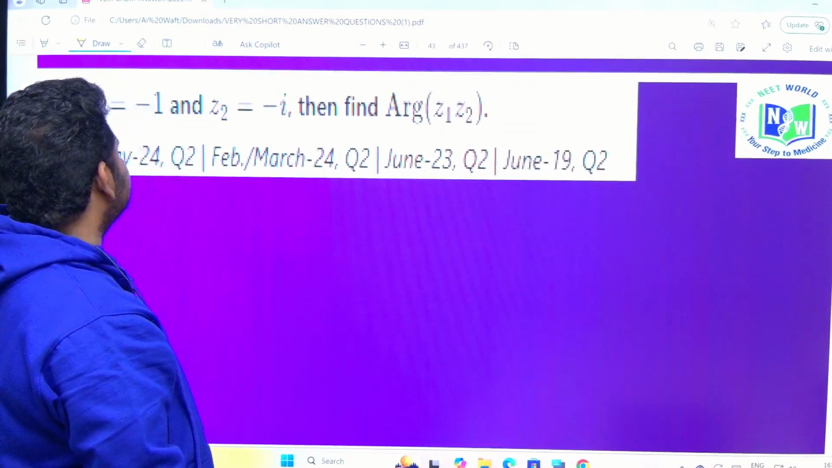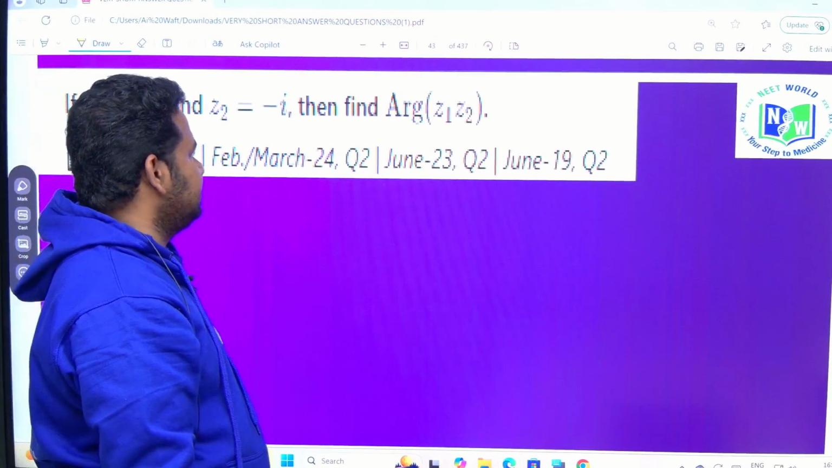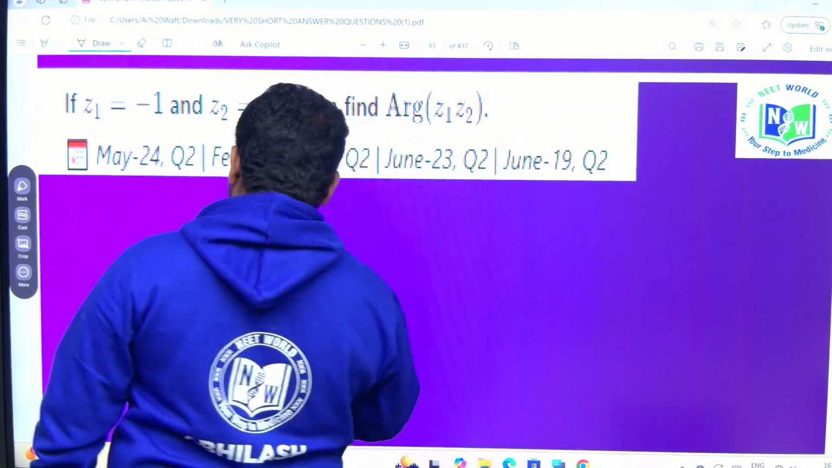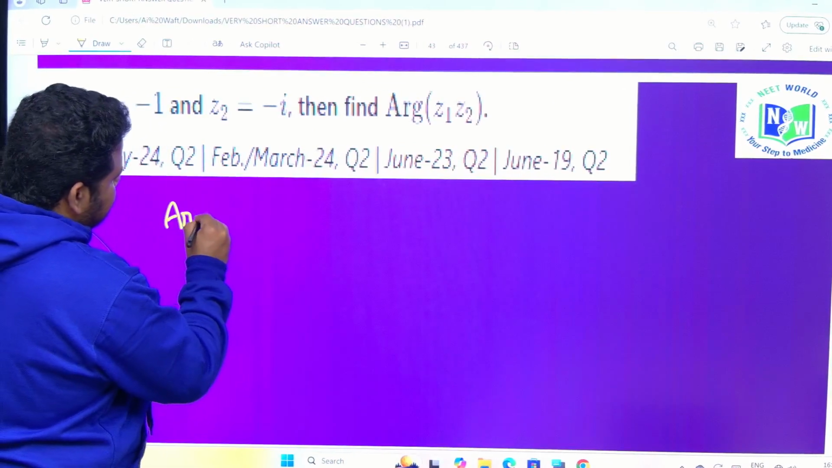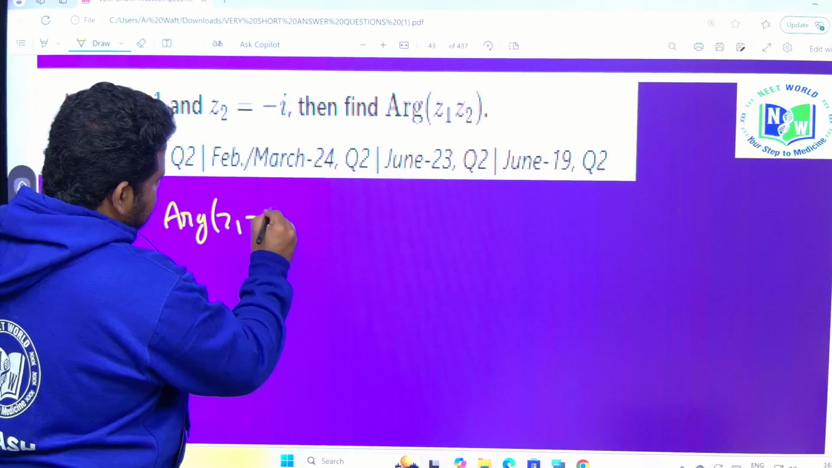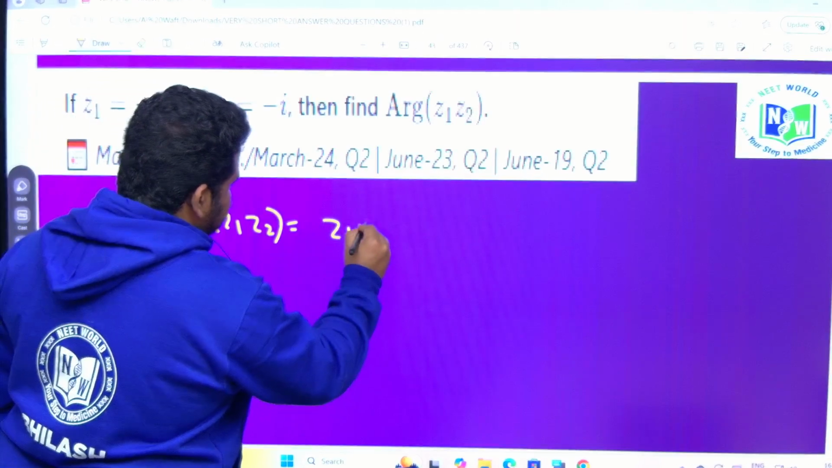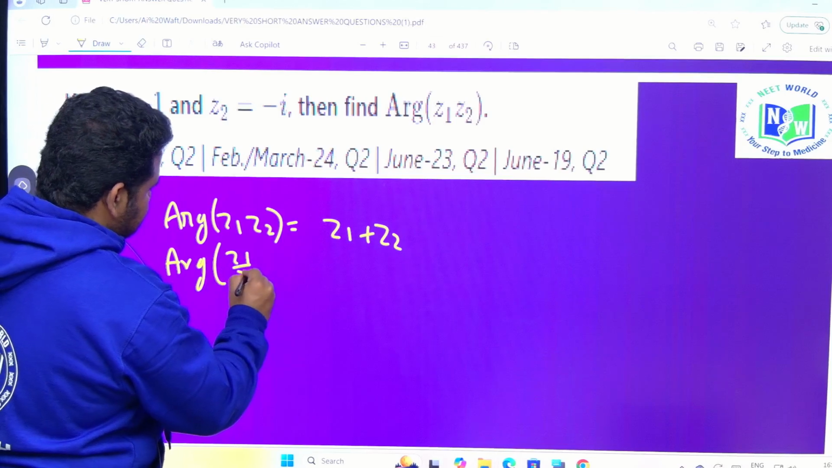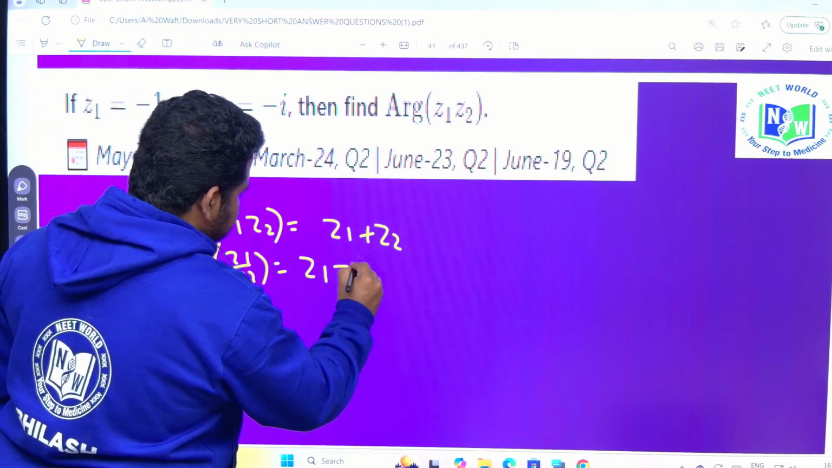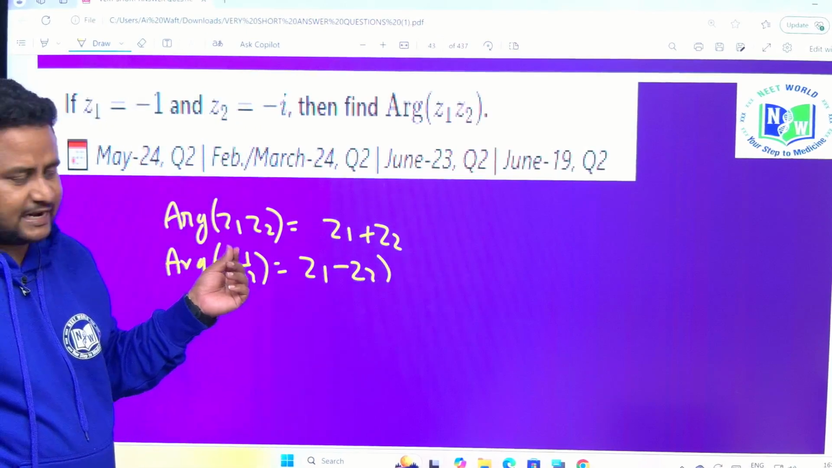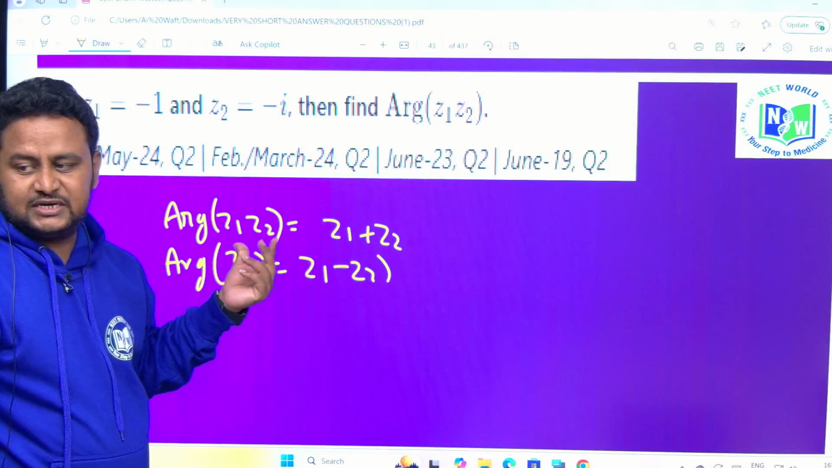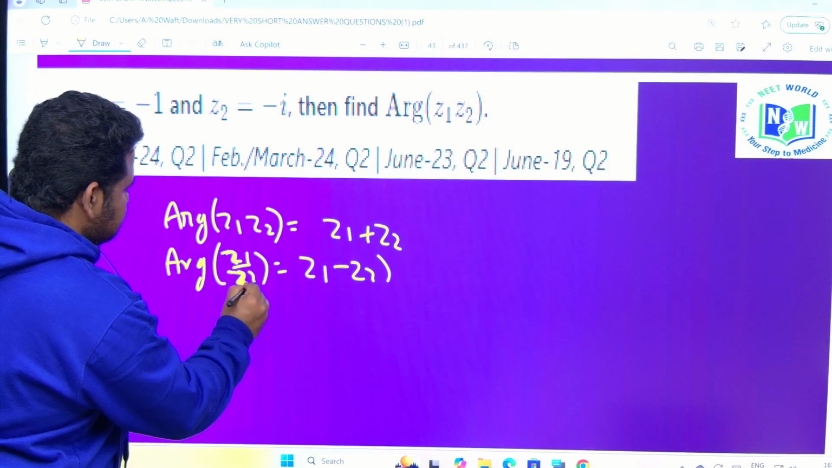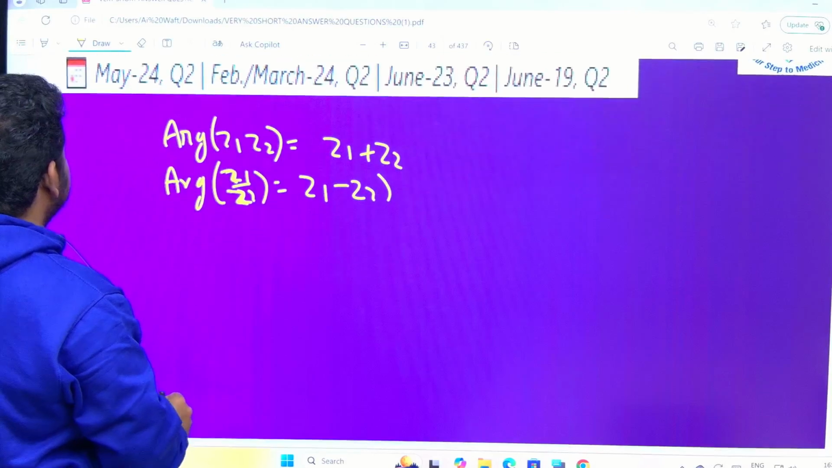So, if z1 is equal to minus 1 and z2 is equal to minus i, then find what? Argument of z1 z2. One thing you must understand, friends: when I say argument of z1 z2, it is understood that you have to find arg z1 plus arg z2. When I say argument of z1 by z2, it is understood that you have to find arg z1 minus arg z2. So, multiplication transcends into addition and division transcends into subtraction.